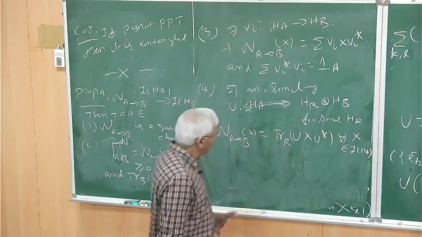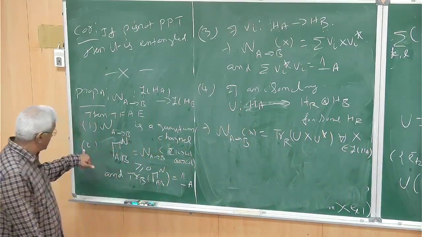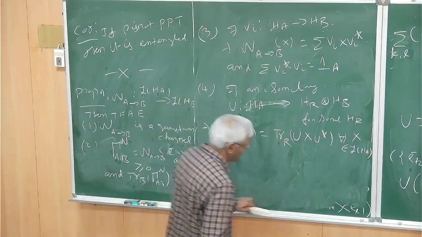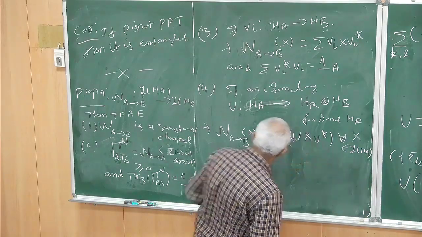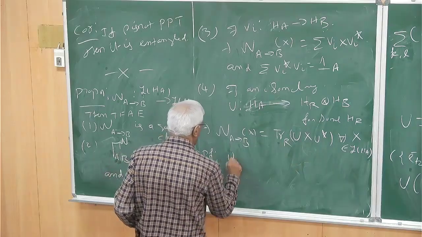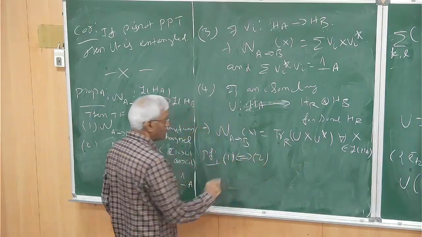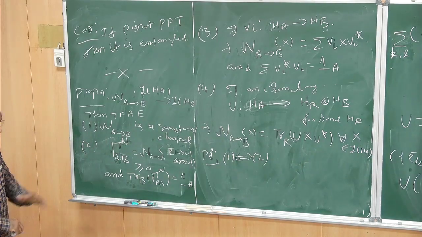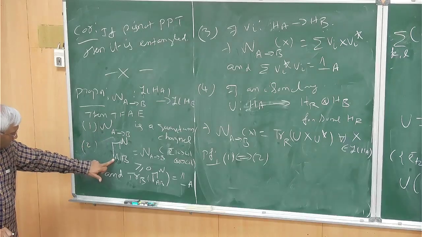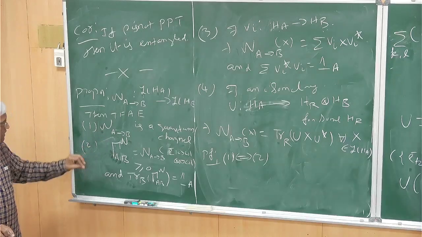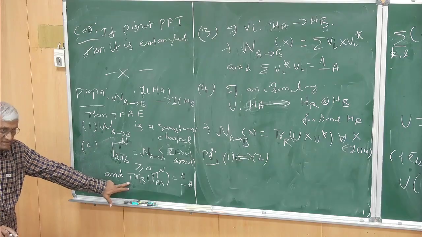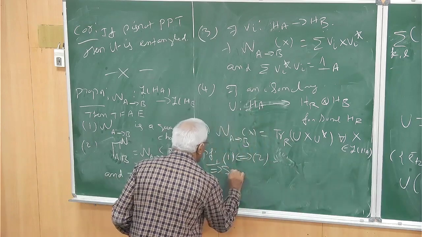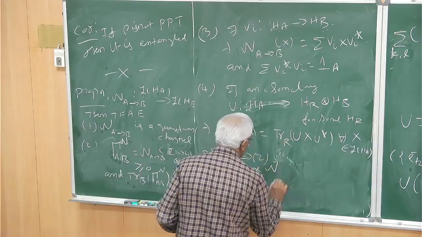We proved everything except that 1 implies 2, where the trace of this is. Except this, we proved everything. I'm just summarizing everything. So proof: 1 is equivalent to 2, we proved everything else. This is a completely positive map if and only if this is positive, that we proved. So if this is trace preserving, we have to prove this condition. Suppose, one way, suppose N is trace preserving.